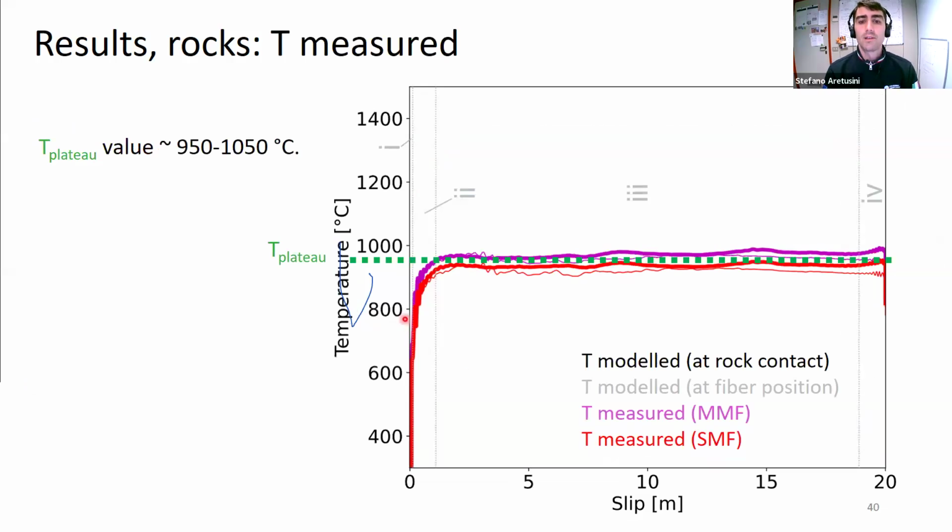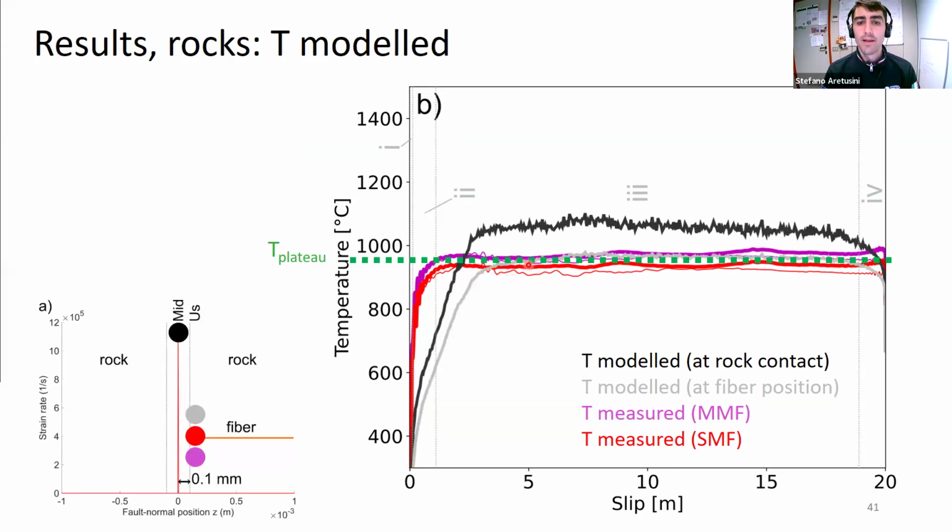During this experiment, you have the temperature measurements, and we see that just at the end of the dynamic weakening stage 2, we have the achievement of a plateau. So temperature stays constant between the end of stage 2 and the end of the experiment. And it stays constant at around 1000 degrees.